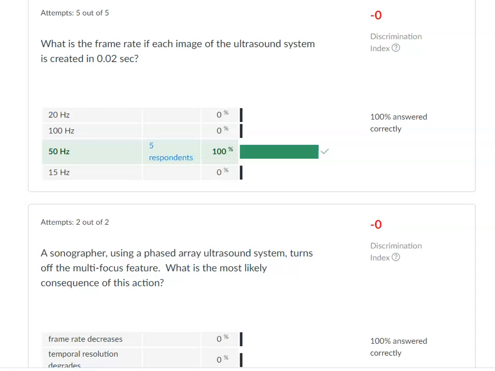What is the frame rate if each image of the ultrasound system was created in 0.02 seconds? Well, we just take the reciprocal of the image time, and the reciprocal of that is 50 hertz.